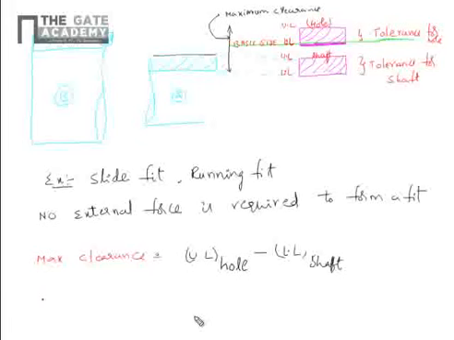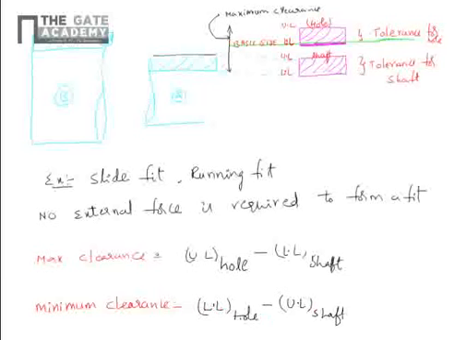Similarly, minimum clearance. What is minimum clearance? For minimum clearance, the minimum difference is lower limit of hole minus upper limit of shaft. That is minimum clearance.